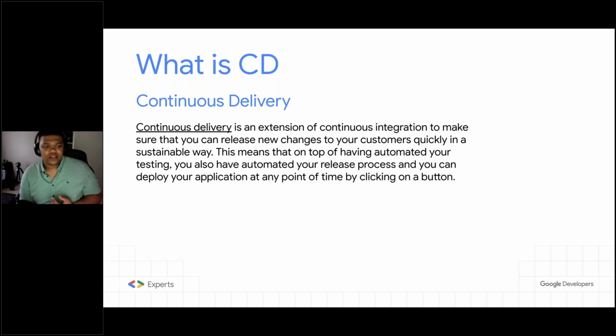The delivery part, though, is where we automate this whole process, but we still have some kind of human interaction at some point, where someone needs to click a button to actually deploy it at the end. So that's what continuous delivery is.